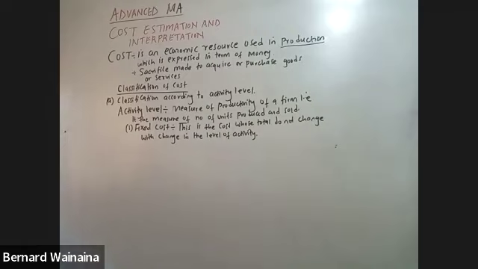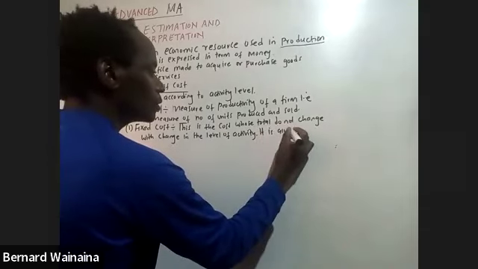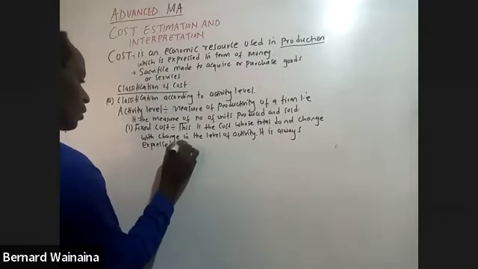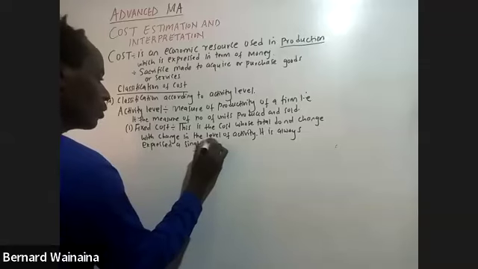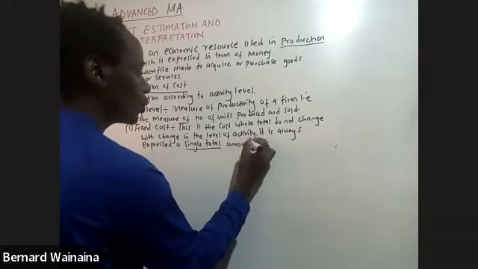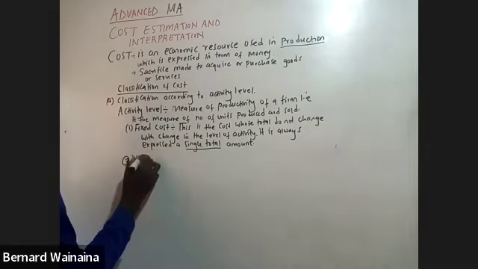It is usually expressed as a single total amount. So remember, that one is a single total amount. So when you talk about fixed cost according to level of activities, even if we intend to produce more units, the fixed cost will remain the same. It will not change. Number two, we have the variable cost.